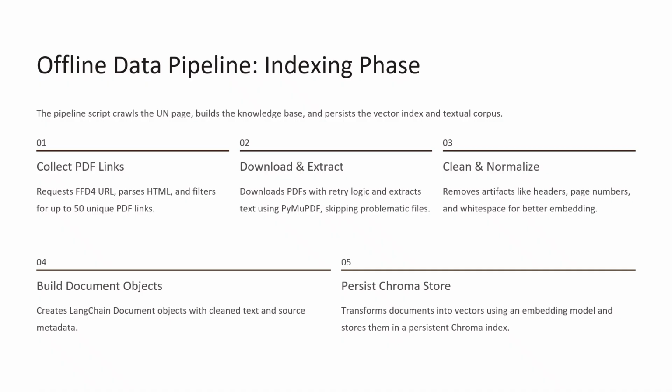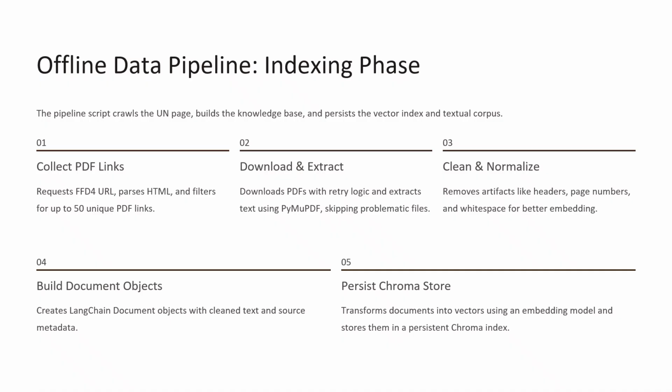Then we have clean and normalize. The raw text often contains headers, footers, page numbers, and odd white space. So these are all stripped out so that the embeddings capture more semantic content and less noise. The fourth step is building document objects. The clean text is wrapped into LangChain document objects.